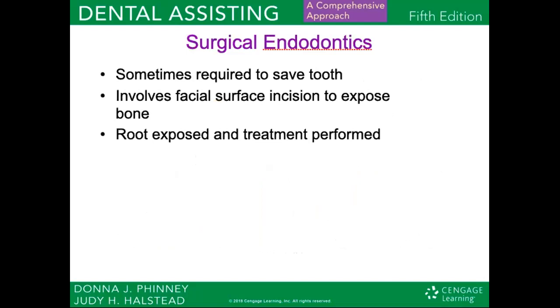Sometimes surgical endodontics is required to save a tooth. This usually involves a facial surface incision to expose the bone that, for whatever reason, keeps getting reinfected. Sometimes the root is exposed, and then some type of treatment is performed, whether it be root extraction, root tip extraction, or what we call hemisections, where we kind of completely cut the tooth in half, so that we only keep the good portion of the tooth, and then the problematic portion of the tooth is removed.